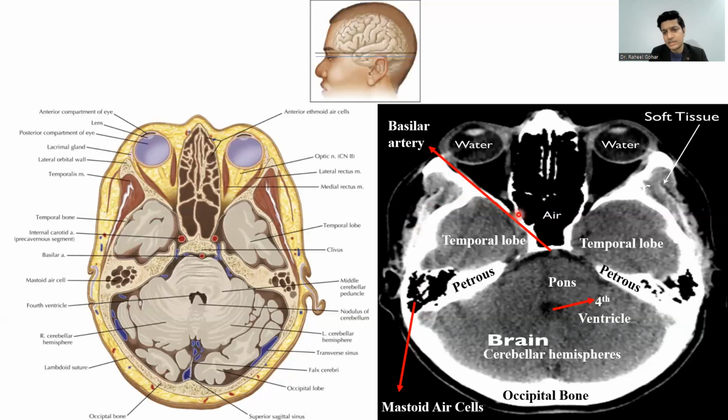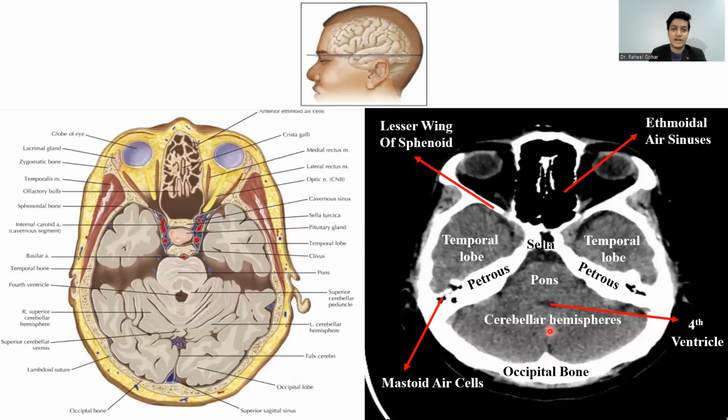So we have this, the lesser wing of the sphenoid, this is the petrous, this is the mastoid air cells, this is the temporal bone, and this one is the occipital bone. In between the lesser wing of the sphenoid and the petrous bone, we have the temporal lobe, and behind the petrous bone we have the posterior cranial fossa. So we have the pons, the fourth ventricle, and the cerebellum, because the fourth ventricle is present between the pons, medulla oblongata, and the cerebellum. So this one is the fourth ventricle, as you can see here.